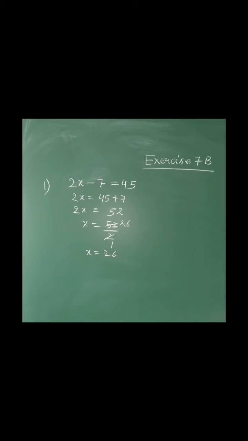Students, 2x minus 7 is equal to 45. This minus 7 is negative on the left hand side. Once it goes to the right hand side, it will become positive. Now 45 plus 7 is 52. Now 2 is in multiplication with x. Once it goes to the right hand side, it will be in divide. Now 2 2s are 4, 1 remainder, 2 6s are 12. So what is the value of x? The value of x is 26.